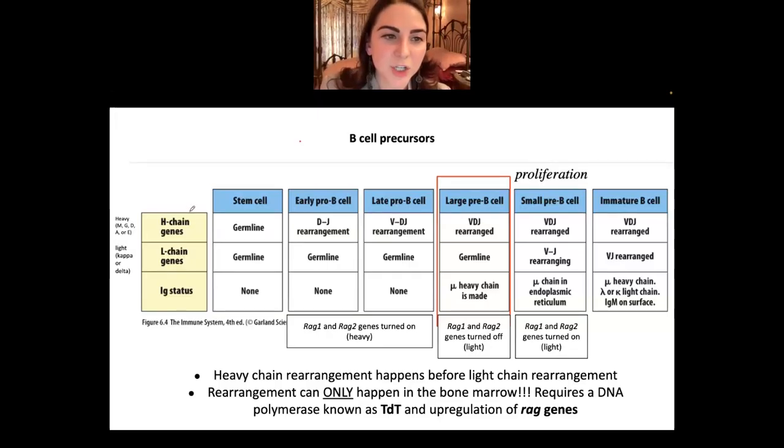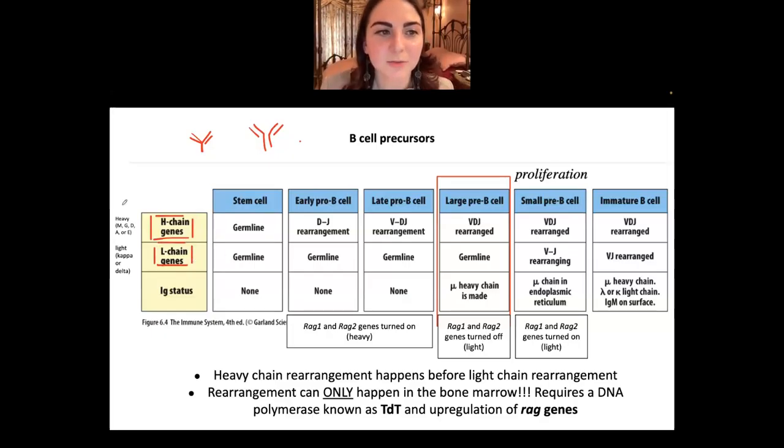We have heavy chain genes, which are here, and light chain genes. So again, talking about the antibody. Here are your heavy chains, and here are your light chains. The process of heavy chain diversity and light chain diversity is kind of separate, so you have to consider the genes separately. That's why there are these two lines.